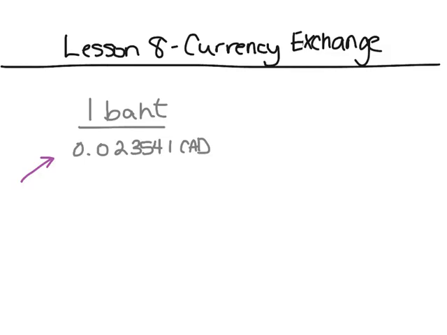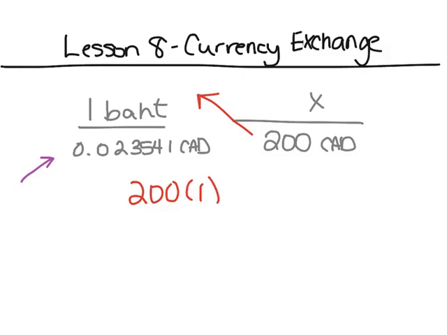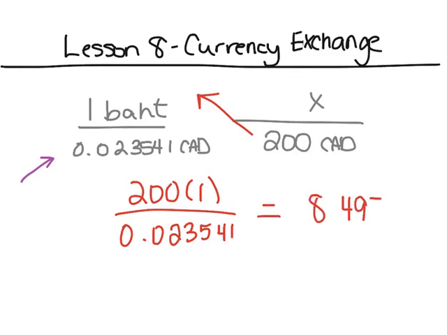1 Thai baht is worth 0.02354. We want to figure out how many bahts a tourist will receive for 200 Canadian dollars. So we're going to cross multiply and divide. We have 200 times 1 divided by 0.023541, and you get 8,495.82 bahts. If you think about it like this, I would rather have 8,000 Canadian dollars than 8,000 bahts because you know that it would have a higher value.